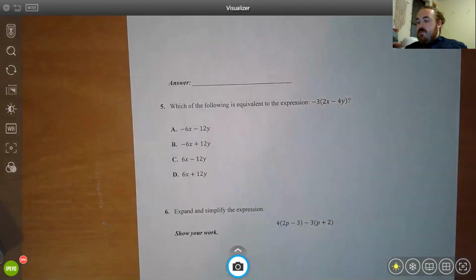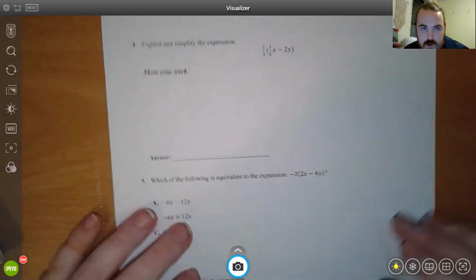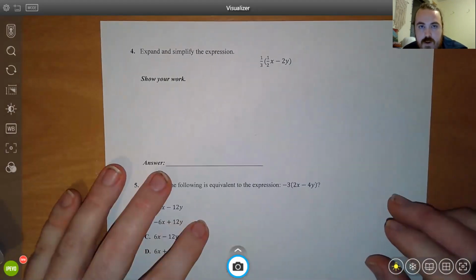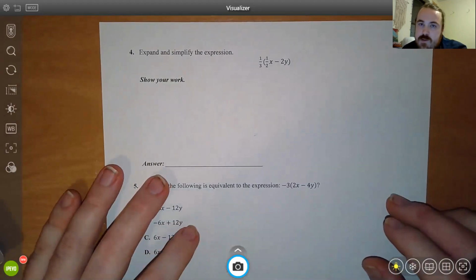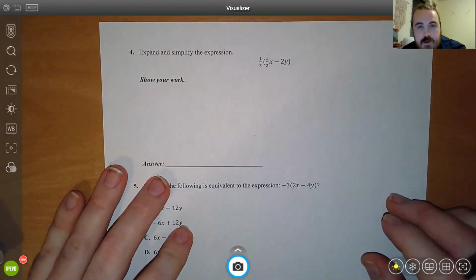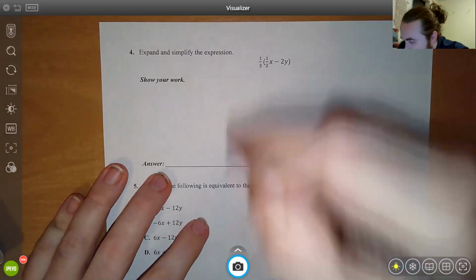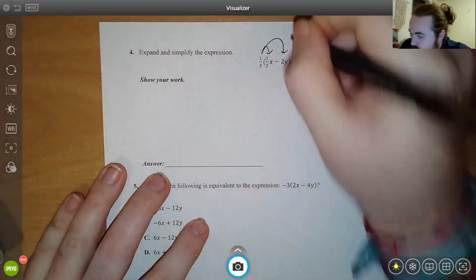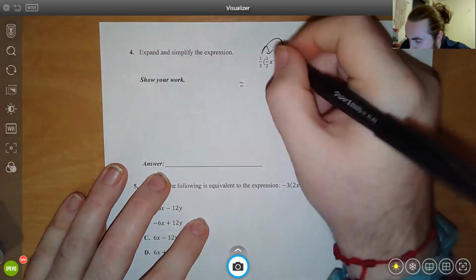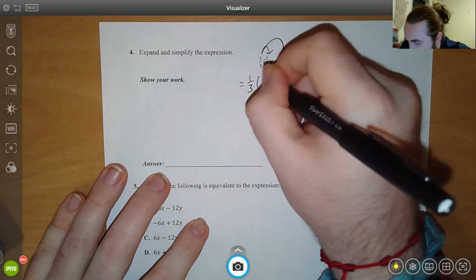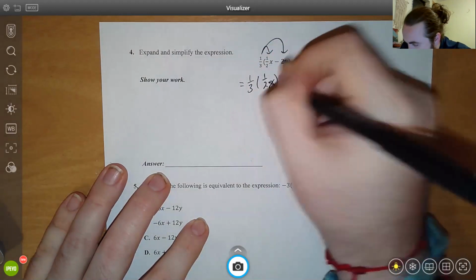All right, next page. Trying to move quickly. Number 4. I'll expand and simplify the expression. It always just wants you to distribute. It says expand and simplify. Please always make sure you draw your arrows. Now, I usually like you to write out the multiplication.